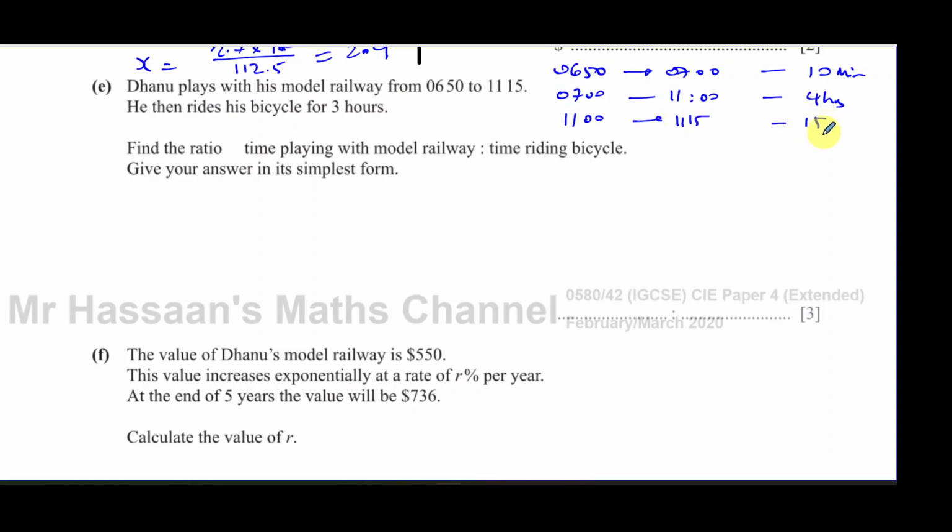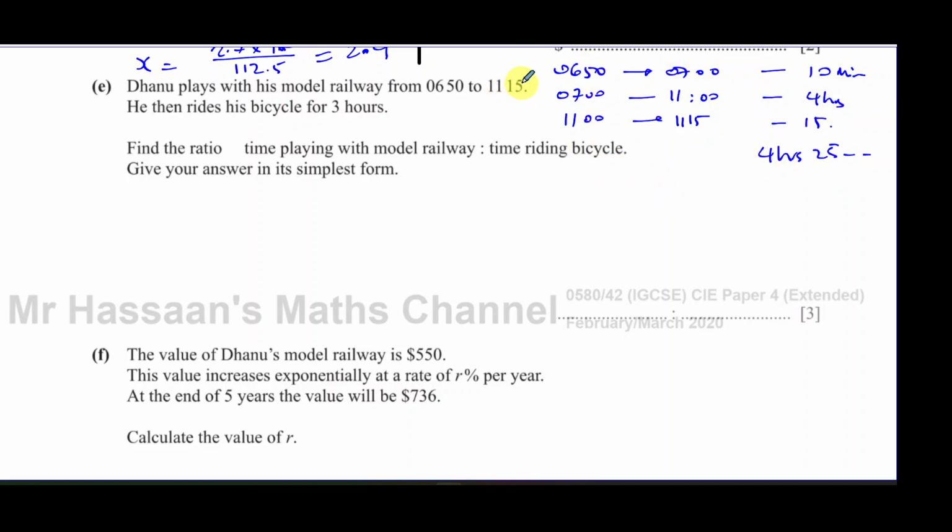Well, that's 15 minutes. So we got altogether 4 hours and 25 minutes. Okay, 4 hours and 25 minutes. Now, what we can do is convert this into minutes, or we can convert this all into hours if you want.